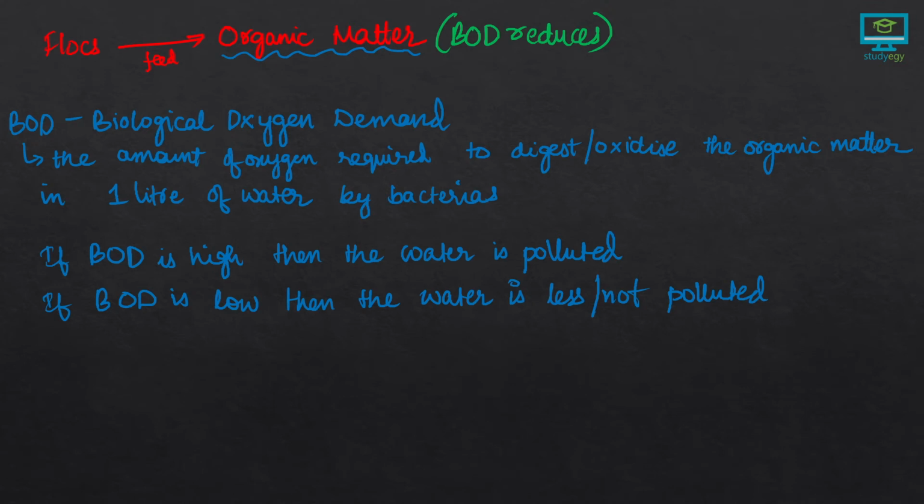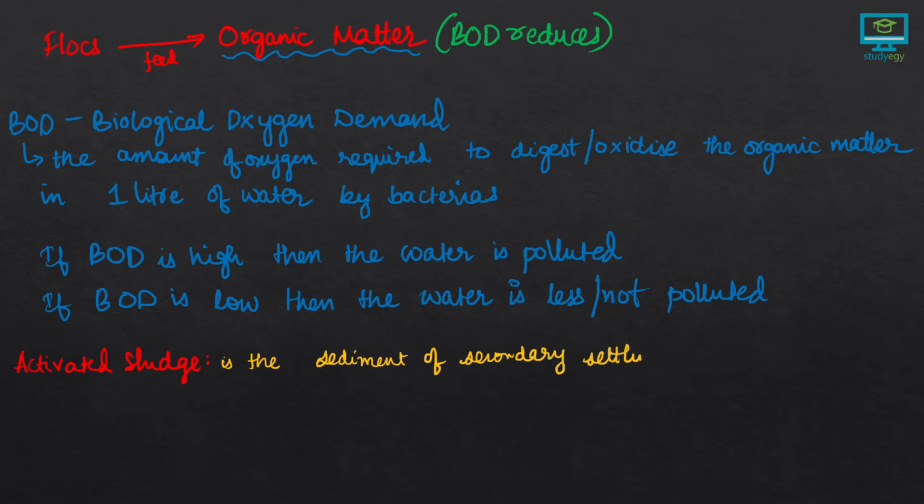So if we have to define activated sludge, then it would be: activated sludge is the sediment of the secondary settling tank, consisting of bacterial flocs.